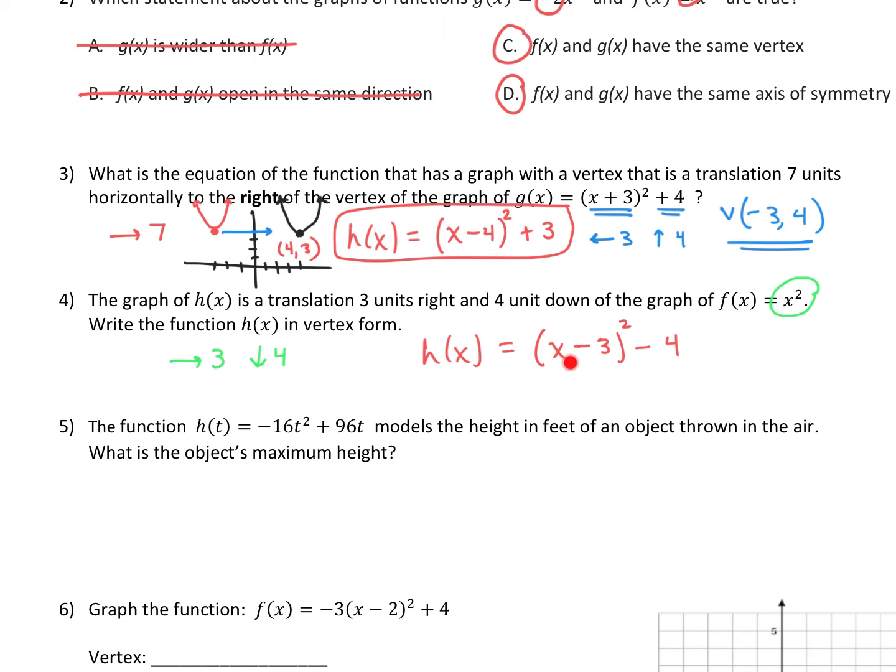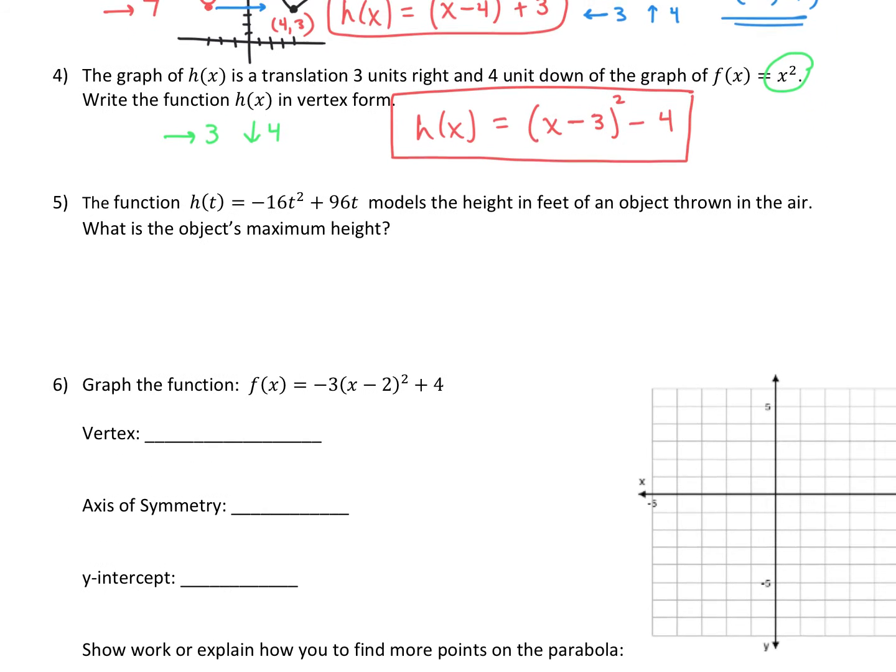Tricky x, this would go to the right 3, down 4, and that's what we said. Don't forget our little squared. That's an easy piece to forget, but that is what makes this a quadratic, a parabola shape. If we didn't have that squared, this would just be a linear function, so we want to look out for that.